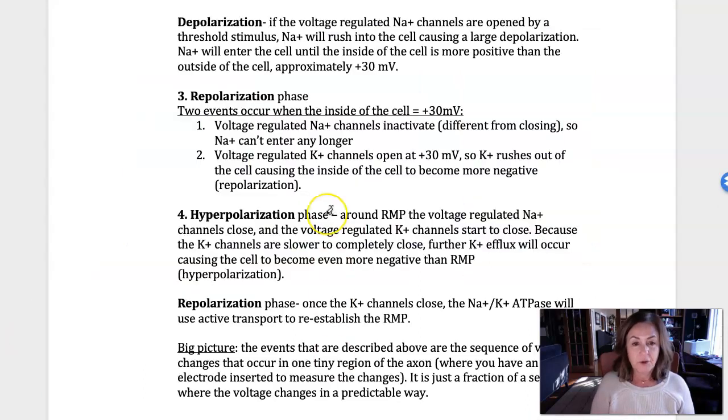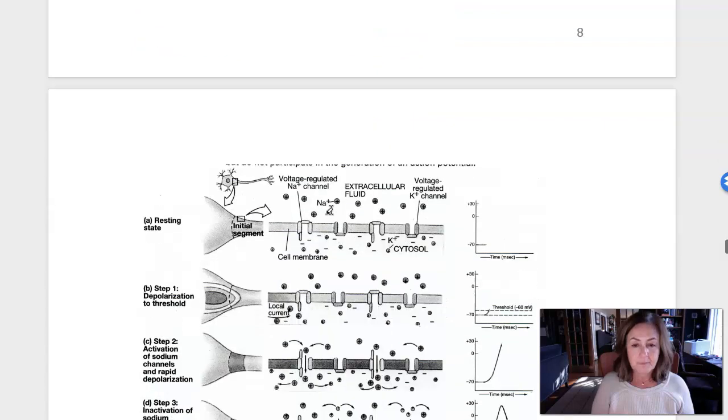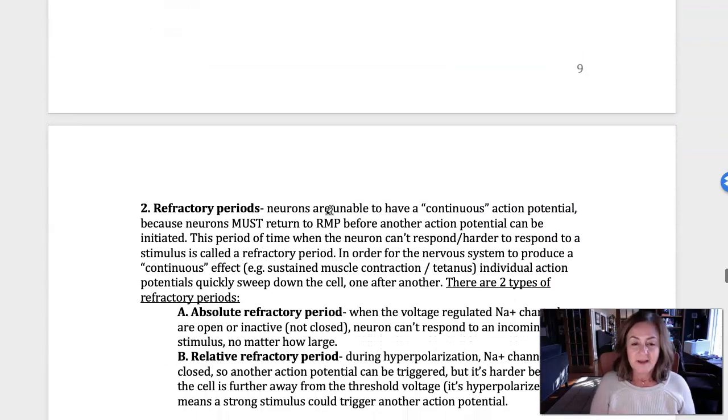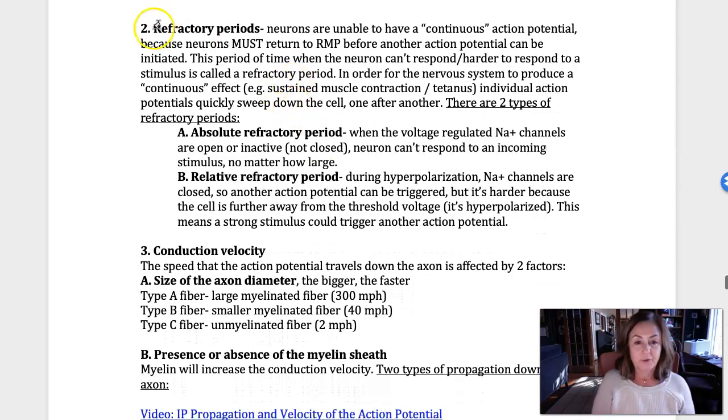In the notes, what I start to talk about after the action potential, a lot on the action potential. Okay, so top of page 10 is what's known as a refractory period. And so a refractory period just means that there is a period of time when the neuron doesn't work. In other words, it can't generate a continuous action potential.